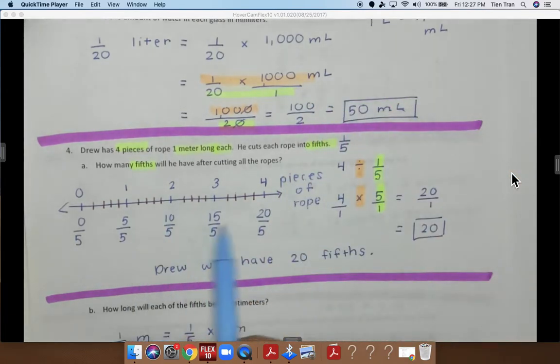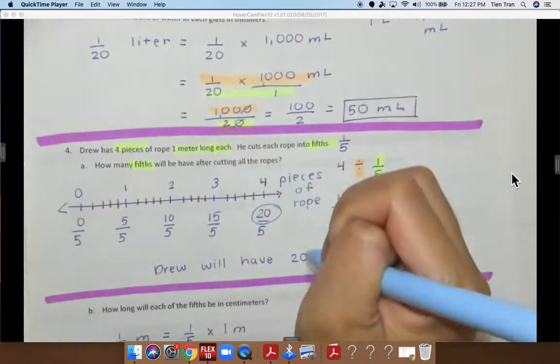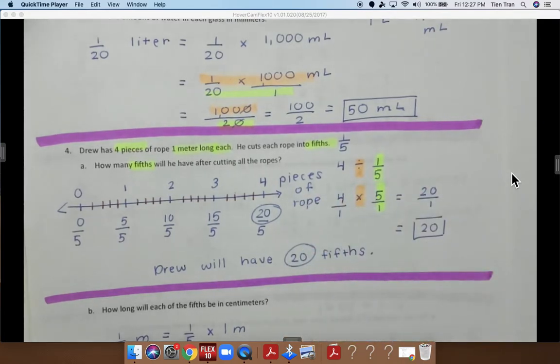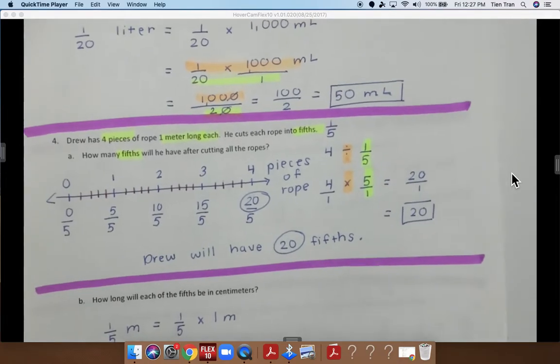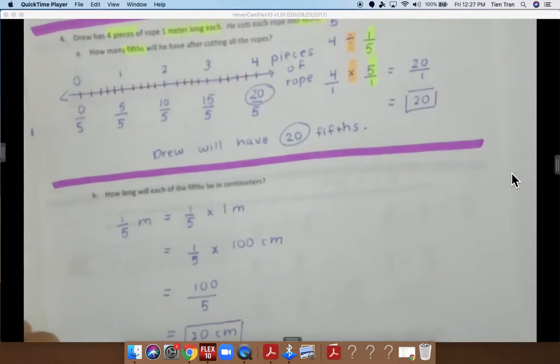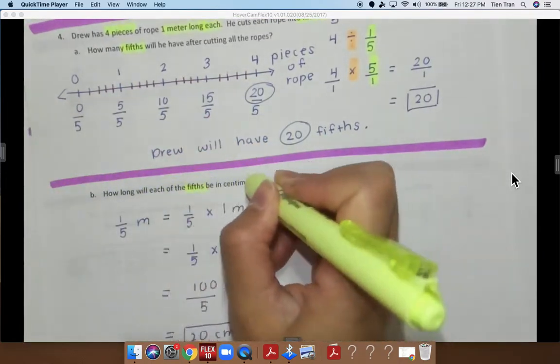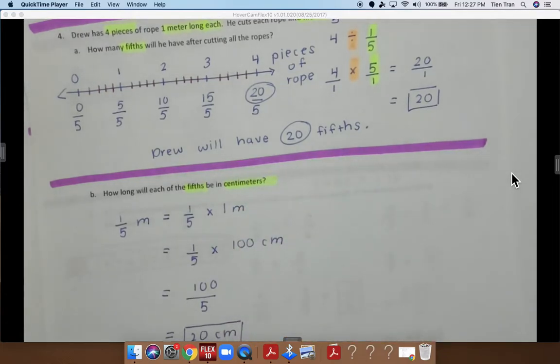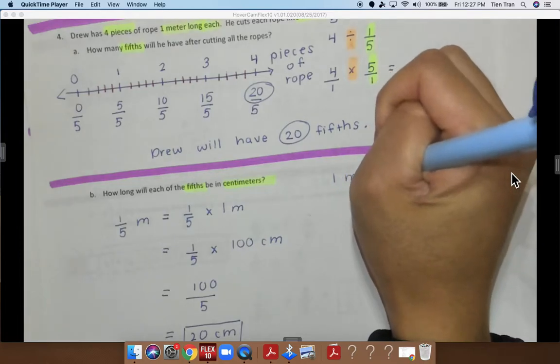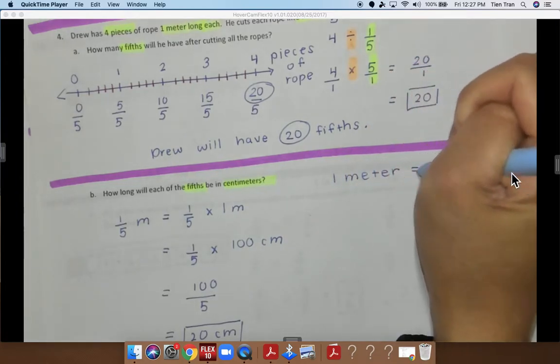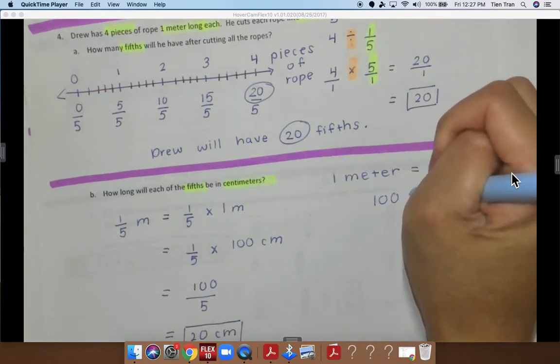And when I divide it, I get 20. It's the same 20 fifths that we get here. Problem B, how long will each of the fifths be in centimeters? So that means that I need to change my meters into centimeters. I know that 1 meter is equal to 100 centimeters.